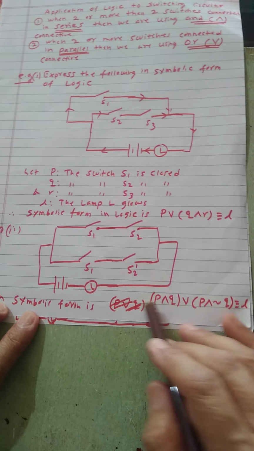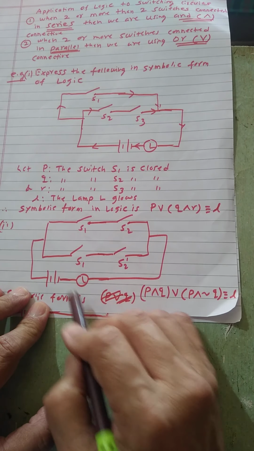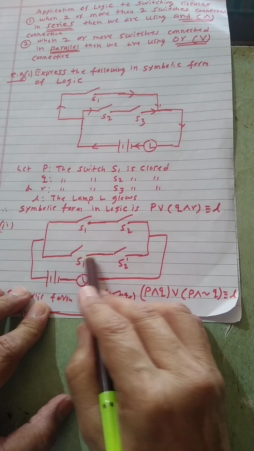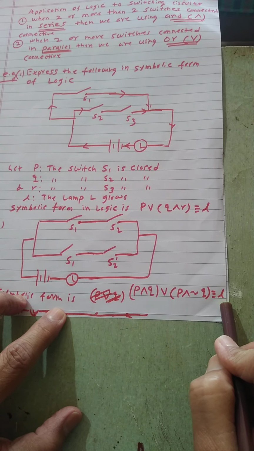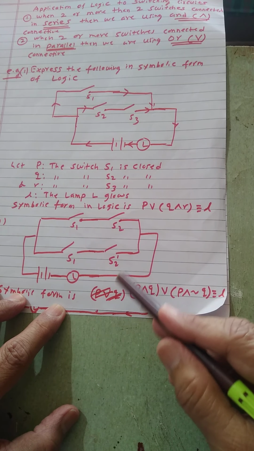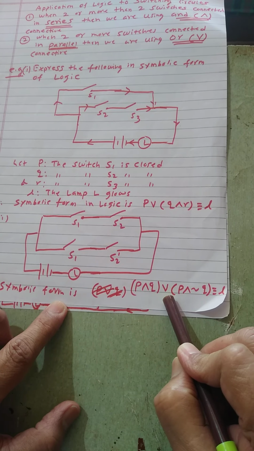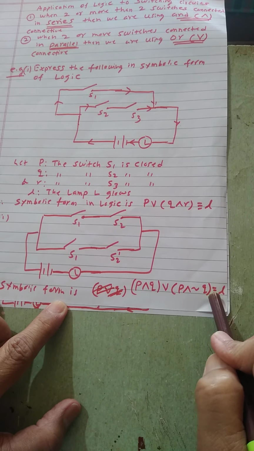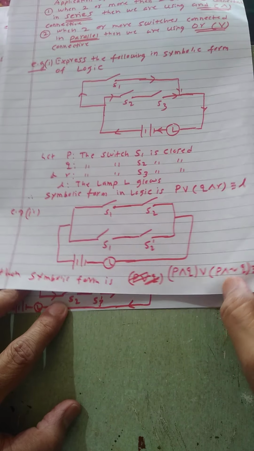Therefore the symbolic form is P AND Q, in parallel with the second combination, P AND negation Q, is equal to L. And in the exam, a circuit will be given and you have to write down the symbolic form as a logic equation, or a logic equation will be given and you have to draw the circuit. One mark for one question.